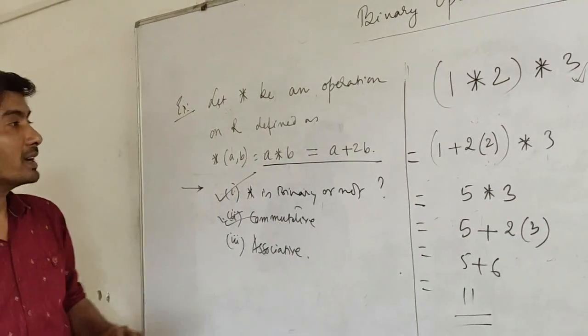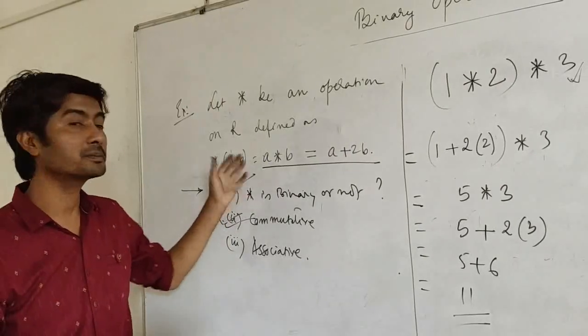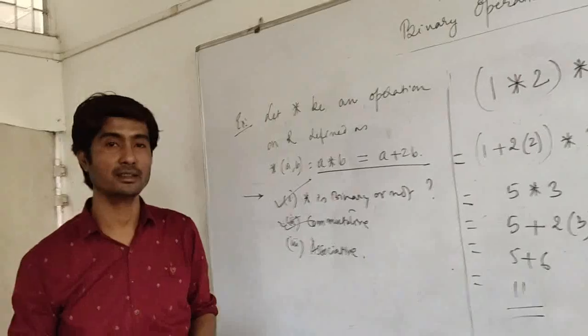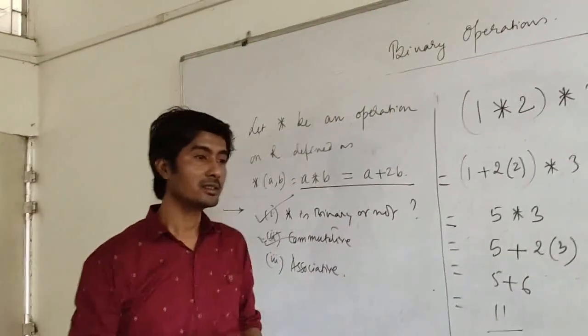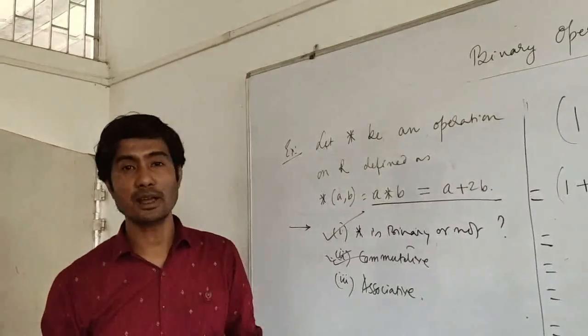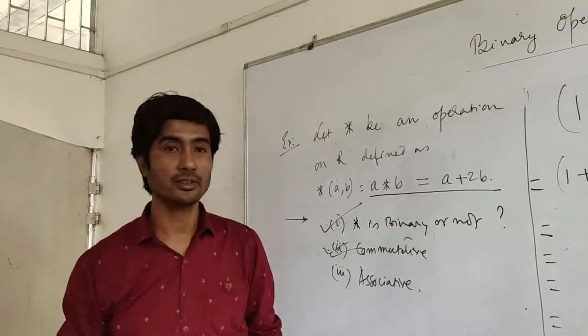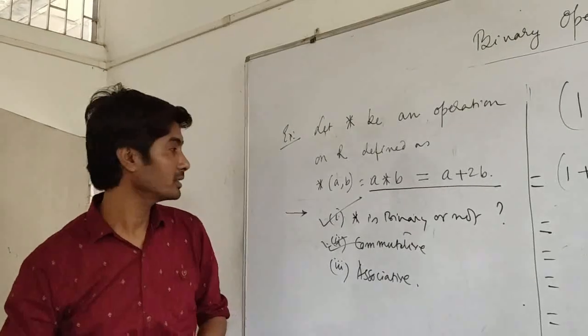In the first step, we have established that star is binary on R. So that part is done. We have established that star is binary. Now the thing is that whenever an operation is binary, it may or may not be commutative, or it may or may not be associative. It may be associative or may not be associative.